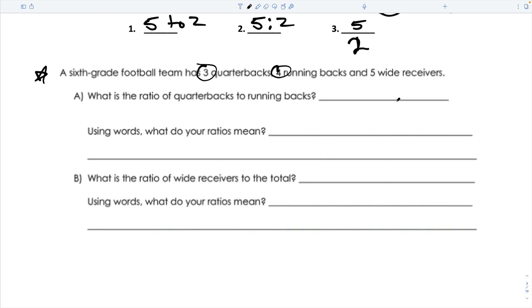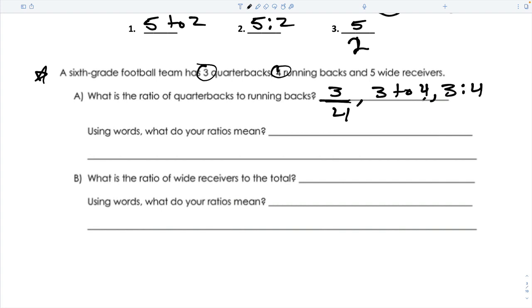The ratio of quarterbacks to running backs is 3 to 4. What's another way of writing it, Adrian? If I use the word "to", what could I write the ratio as? 3 colon 4, yeah, that works. Or the fraction, that works. The fraction's just 3/4. Brittany, what's another way I can write the ratio besides a fraction form? Yeah. Or you can use what?